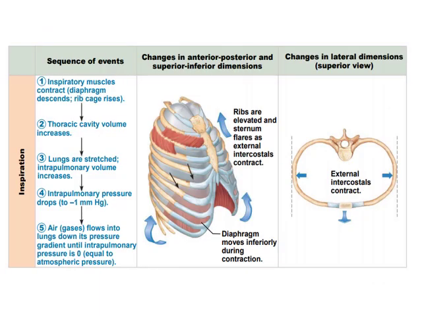Now let's reflect on the mechanics of breathing. Remember that during inspiration there is contraction of the diaphragm and the external intercostal muscles, thus an increase in the transverse, anteroposterior, and vertical diameter of the thoracic cavity. When the thoracic cavity volume increases, the lungs are stretched, the intrapulmonary volume increases, accompanied by a decrease in the intrapulmonary pressure to negative 1 mm mercury. This allows the air to flow into the lung according to the pressure gradient until the intrapulmonary pressure is 0, which is equal to the atmospheric pressure.